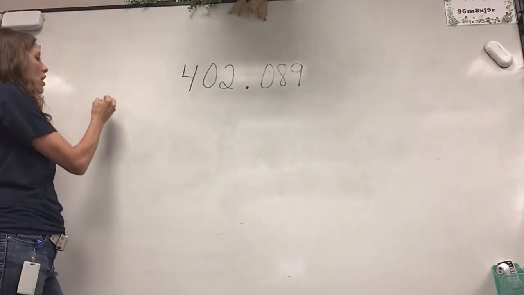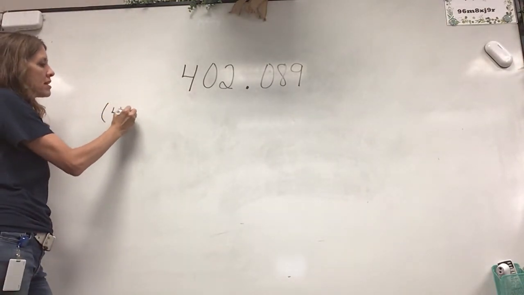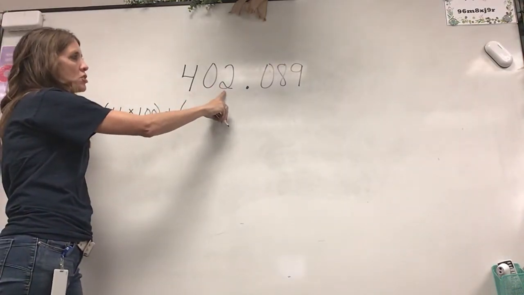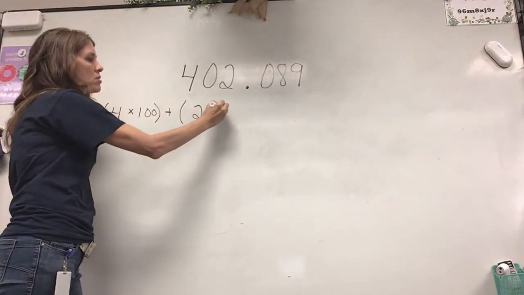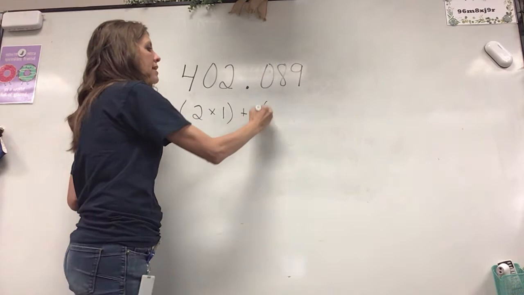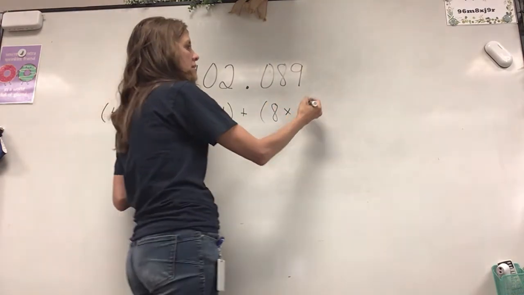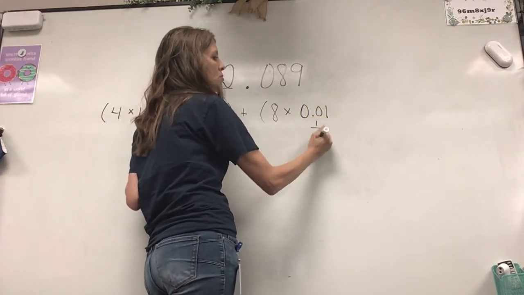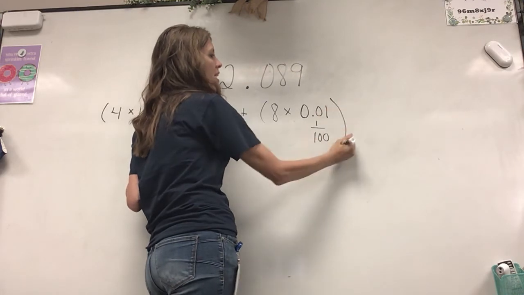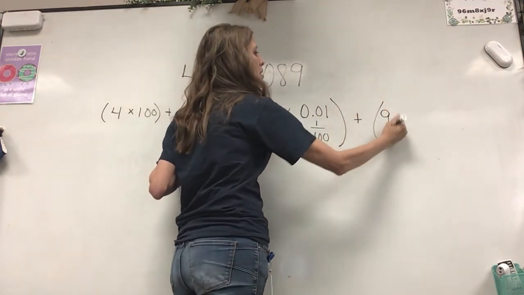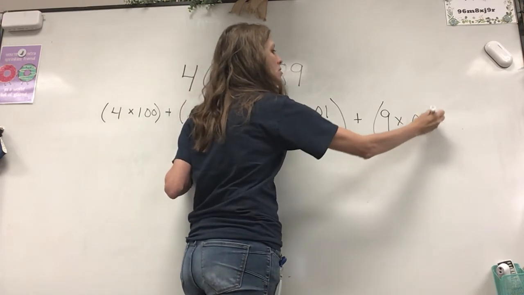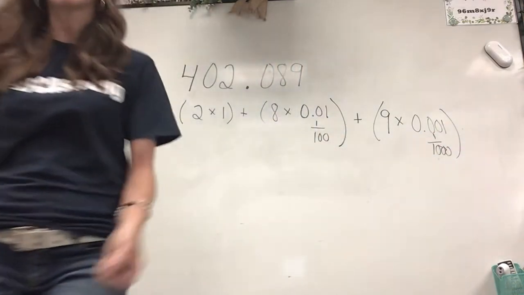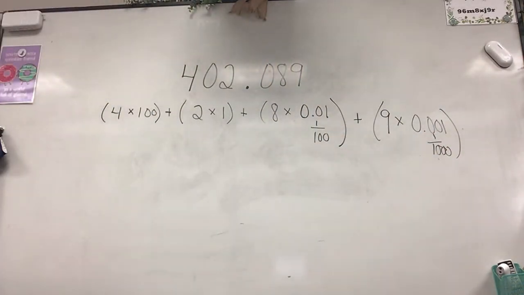All right, 4 is the digit. The digit times what place is it in? 100. Good. And we're going to add to that this next digit, the 2. 2 times 1 plus, let's do the 8. 8 times 0.01, either written like this or like that. Then you've got the 9 times either 1,000th written like this or 1,000th written like that. Yay, got it right. How many got it right?